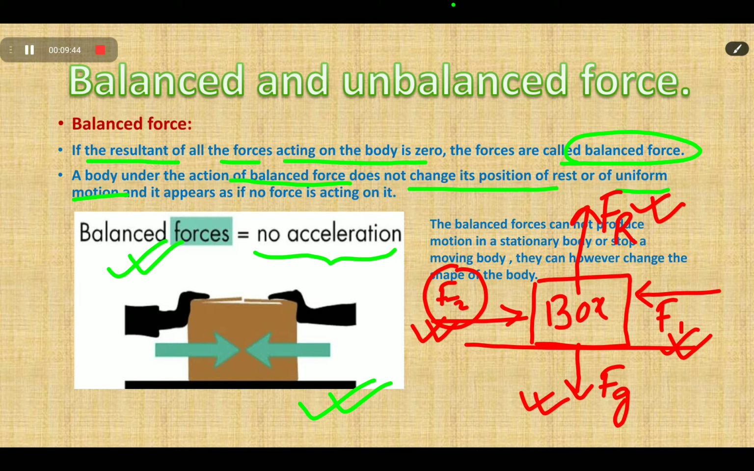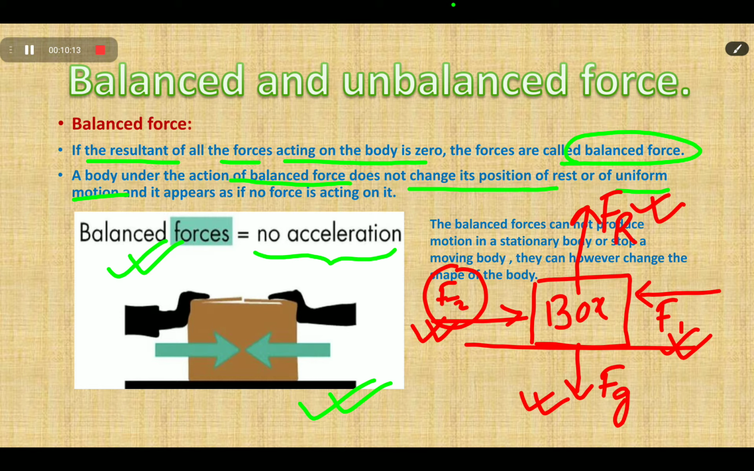So we can simply say that if a number of balanced forces act on a body in uniform motion, the body continues to be in the state of uniform motion, or if a number of balanced forces act on a stationary body, then the body continues to remain in the stationary position or the state of rest.